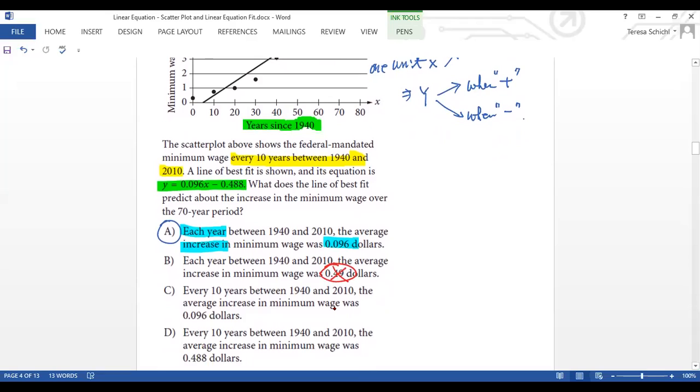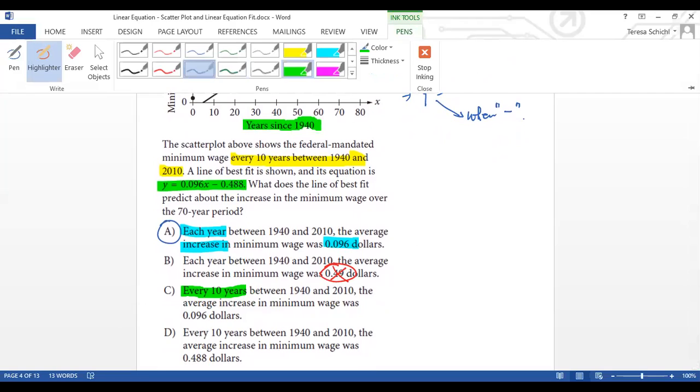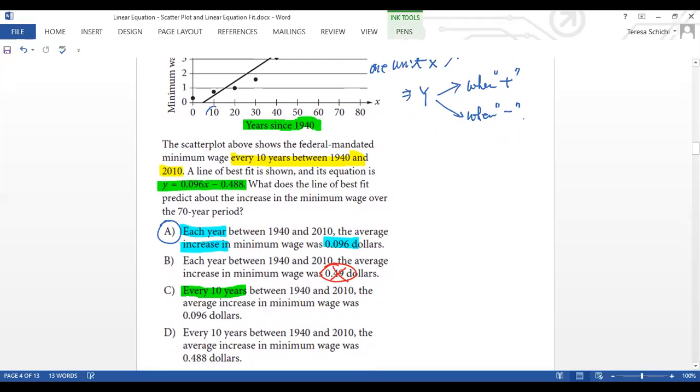Okay, so the thing here people get confused about is choice C. They say every 10 years, because in here it says every 10 years between 1940 and 2010. Well, can that be every 10 years? They try to trick you here. The graph is plotted every 10 years, but take a look, the x-axis here is years, every year. So that is not the truth here. So C is not the correct one.